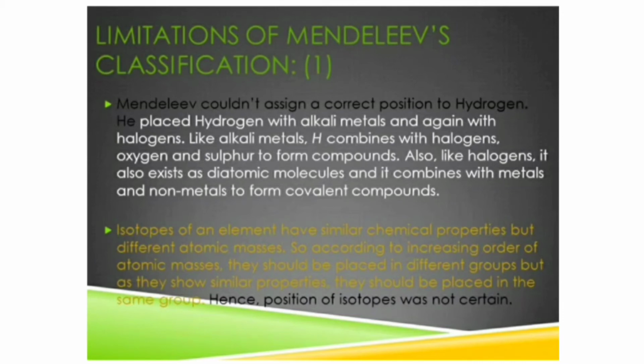Isotopes of an element have similar chemical properties but different atomic masses. So according to increasing order of atomic masses, they should be placed in different groups, but as they show similar properties, they should be placed in the same group. Hence, the positions of isotopes was not certain.